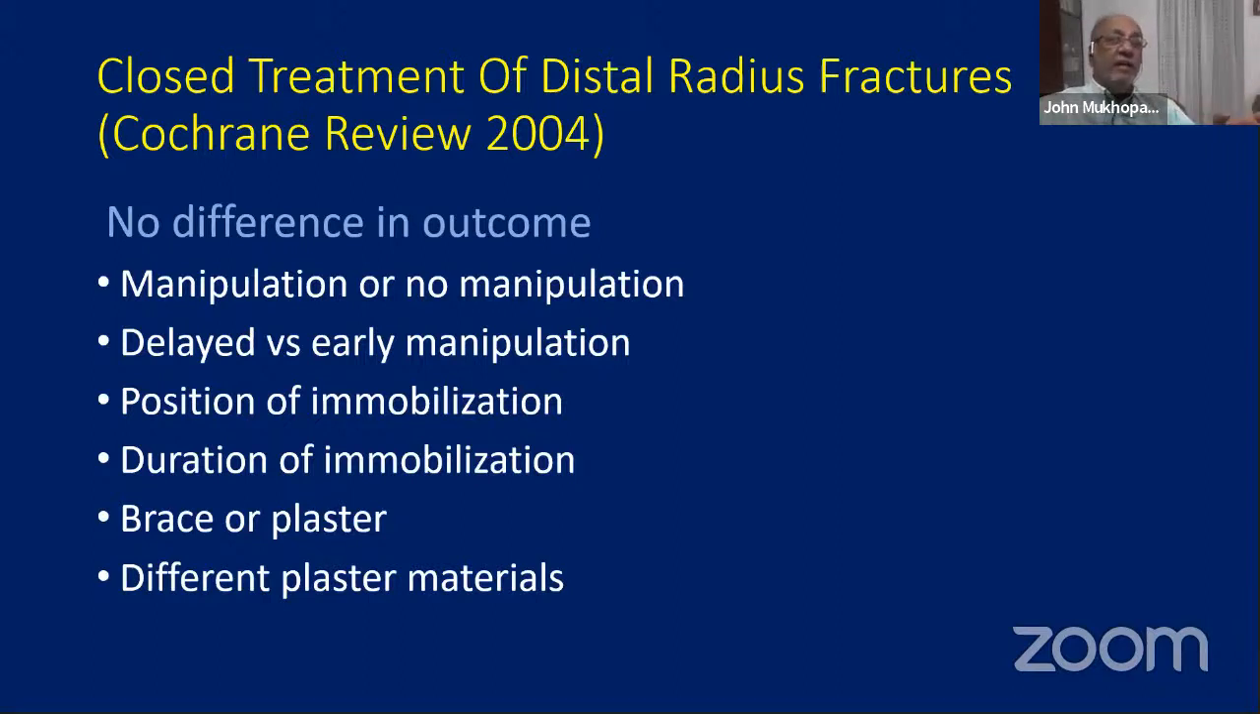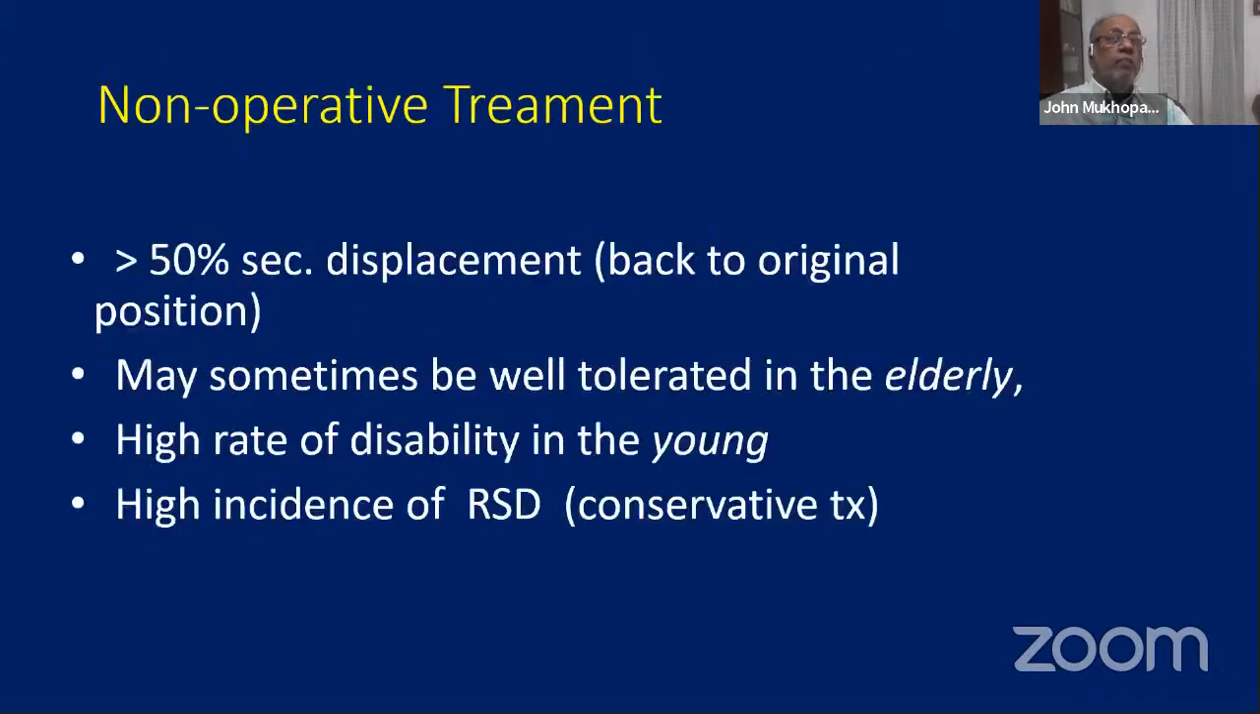This doesn't mean it doesn't make a difference. I think it is probably important to get a decent reduction, get the relationships right, and then you're more likely to have a good result. But the studies which have the Cochrane reviews, which very often don't show any significant difference between one method and the other, this is what they came out with in 2004.